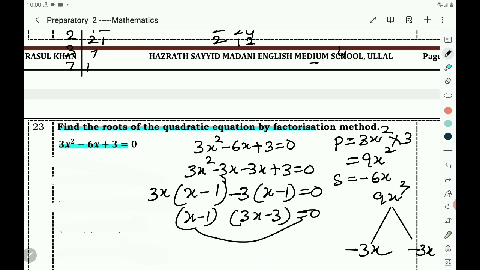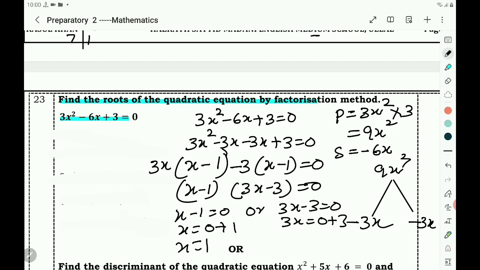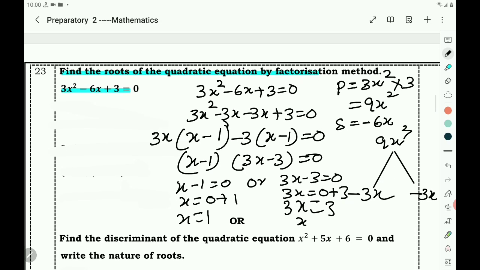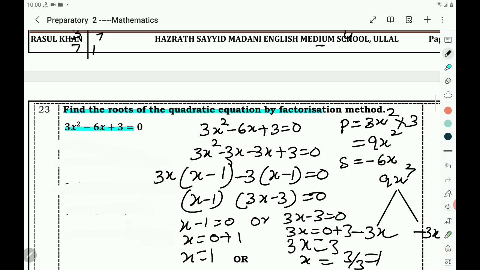Equate each factor to 0. x minus 1 equals 0 or 3x minus 3 equals 0. Write x equals 0 plus 1, so x equals 1. Here 3x equals 0 plus 3, so 3x equals 3. Then x equals 3 by 3, which equals 1. So the roots are 1 and 1.